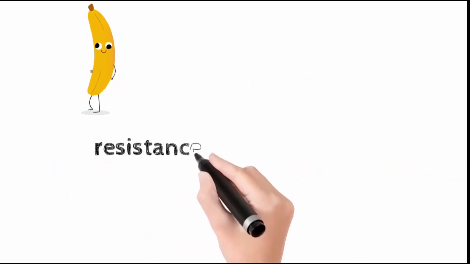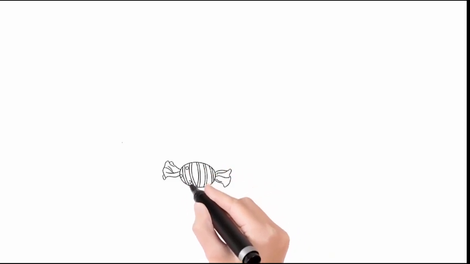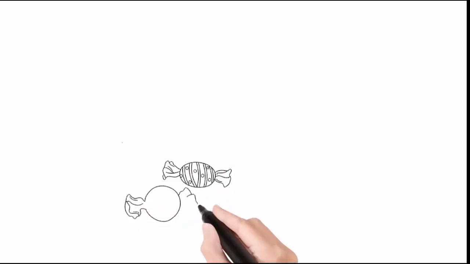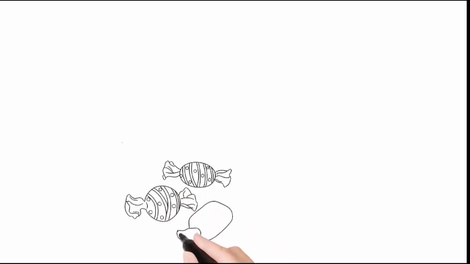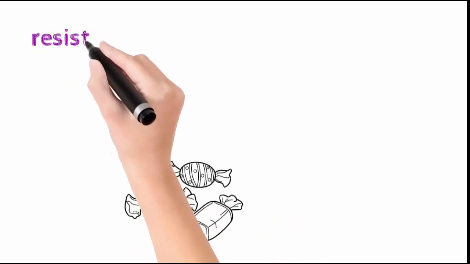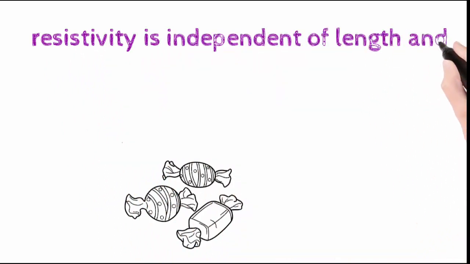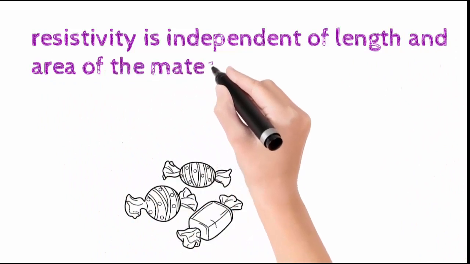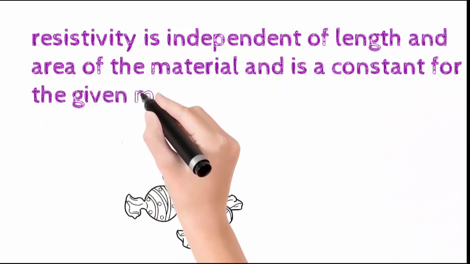Now let us see the relation between resistance and resistivity. Imagine that we go to a chocolate shop and buy chocolates. Let us consider the case of buying a 10 rupee and a 40 rupee Dairy Milk, where it is of the same type, same flavor. Will the taste differ? No. Both the Dairy Milks will have the same taste. So the taste is independent of the size and shape. The same here. Resistivity is independent of the length and the area of the material, and it is constant for a given material.